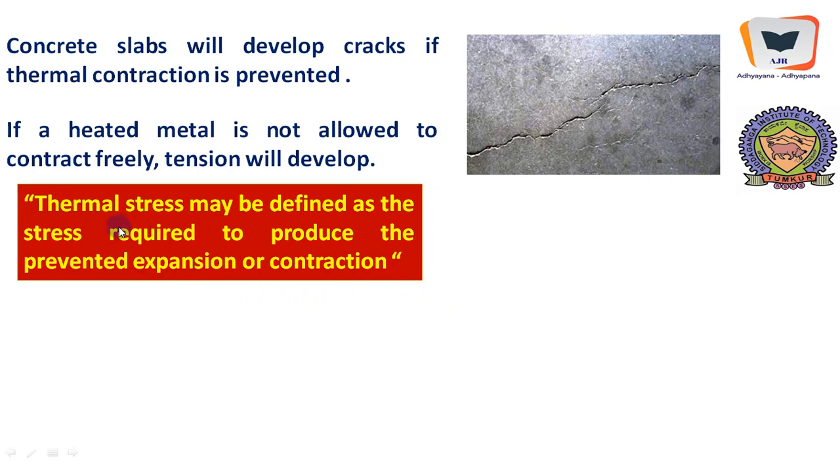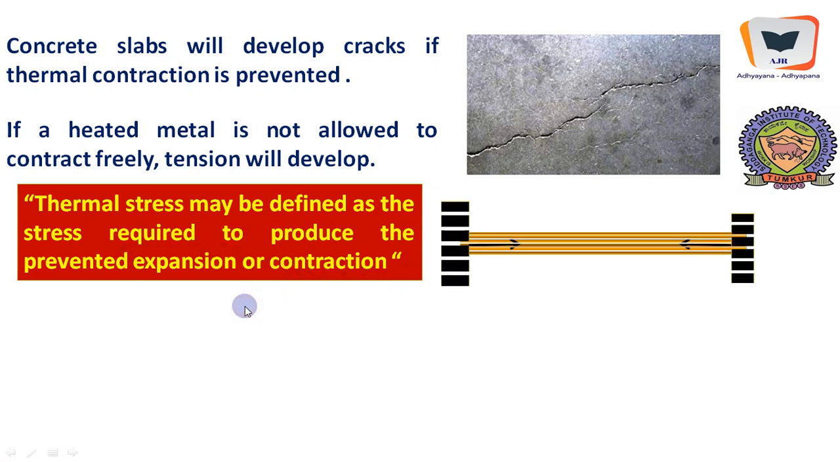So this is the nature of the stress that we are going to define, and it is in the definition itself. Thermal stresses may be defined as the stress required to produce the prevented expansion or contraction. So here is a member which is being prevented by the unyielding walls from free contraction. Automatically it will get stretched, and the contraction will lead the material to go in the backward direction. But anyway, the unyielding walls will never allow it to happen. Therefore, this gives rise to tension.